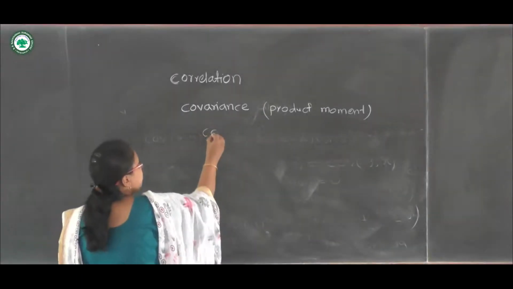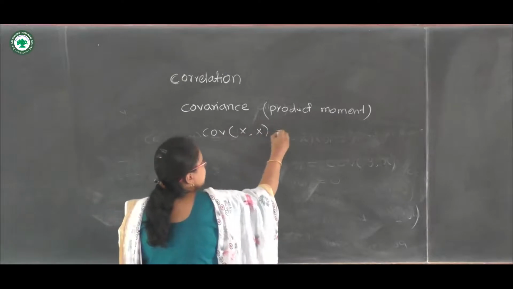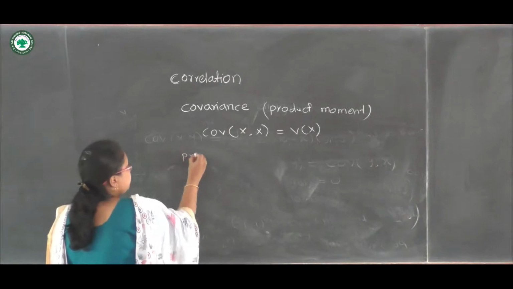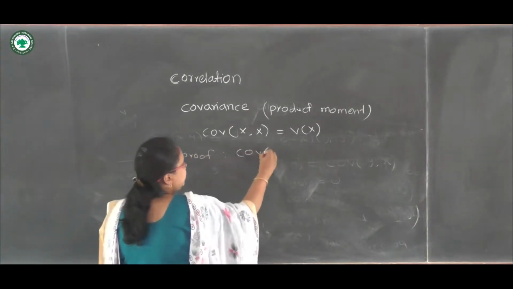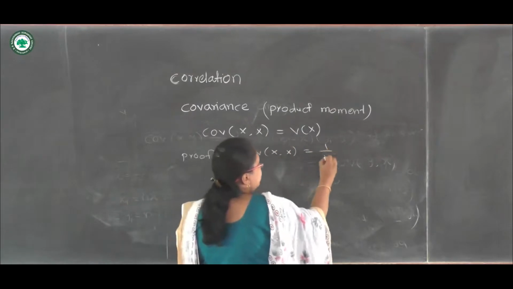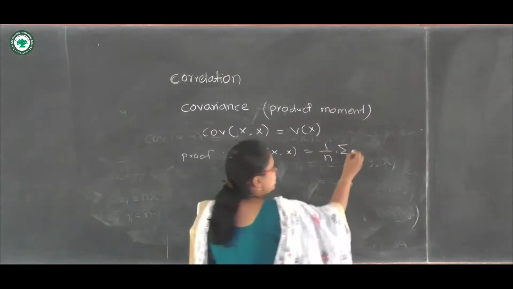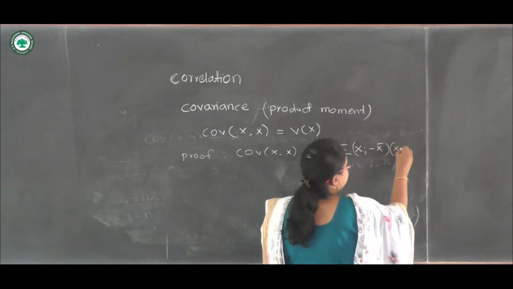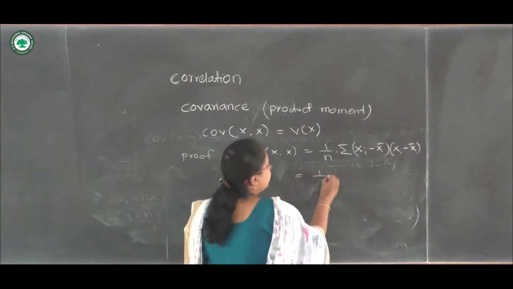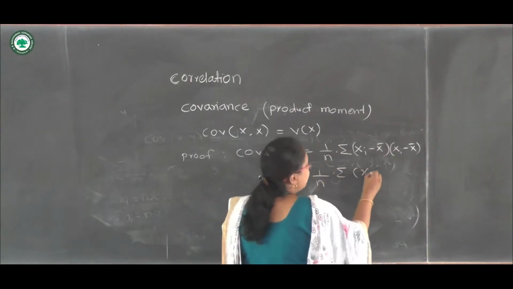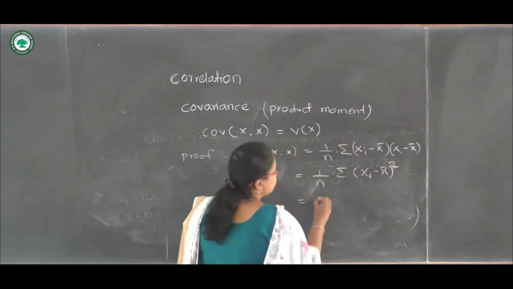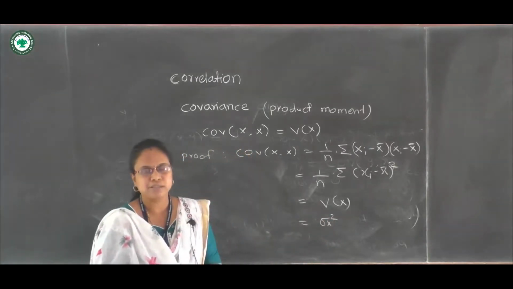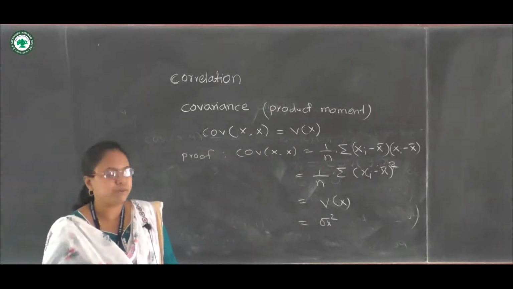First property is, covariance between x comma x equals variance of x. Let us prove it. So covariance between x comma x, by definition, is written as 1 upon n into summation of first variable minus its mean and into second variable minus its mean. So here the two brackets get multiplied and we have bracket square. We know that this is the formula for variance of x, that is sigma x square. So this is the first property of covariance.